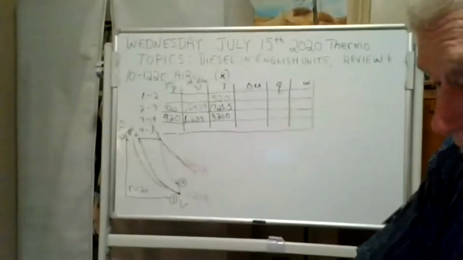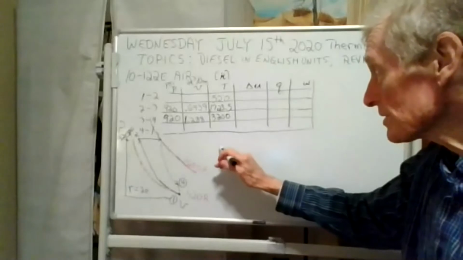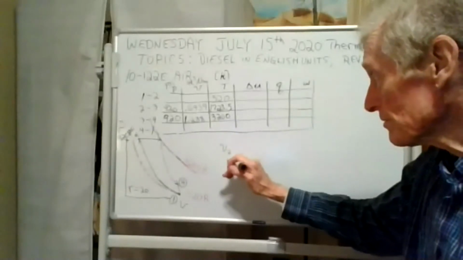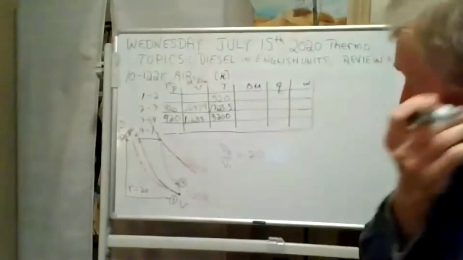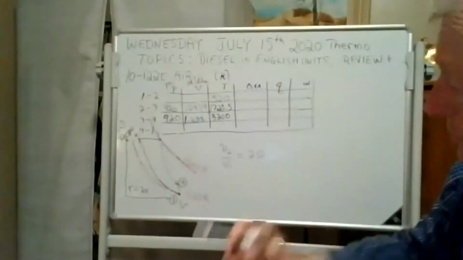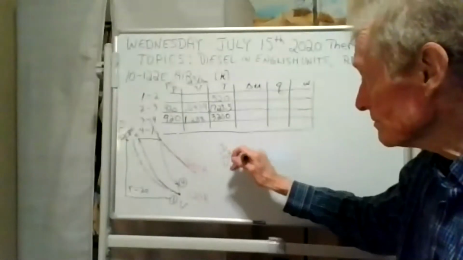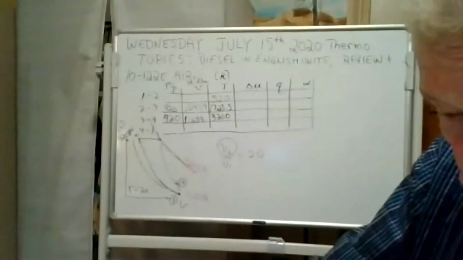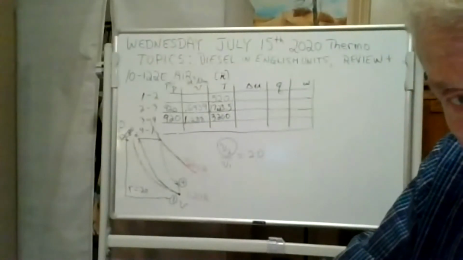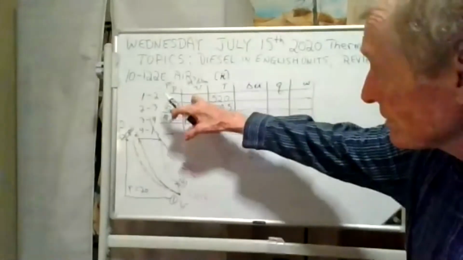Now, if the compression ratio is 20, here's how it works, guys. V2 over V1 is 20. They call that the compression ratio. Well, we got V2. Look, Cameron and I both got the same thing, so I bet it's right. And now we can solve for V1. See there?